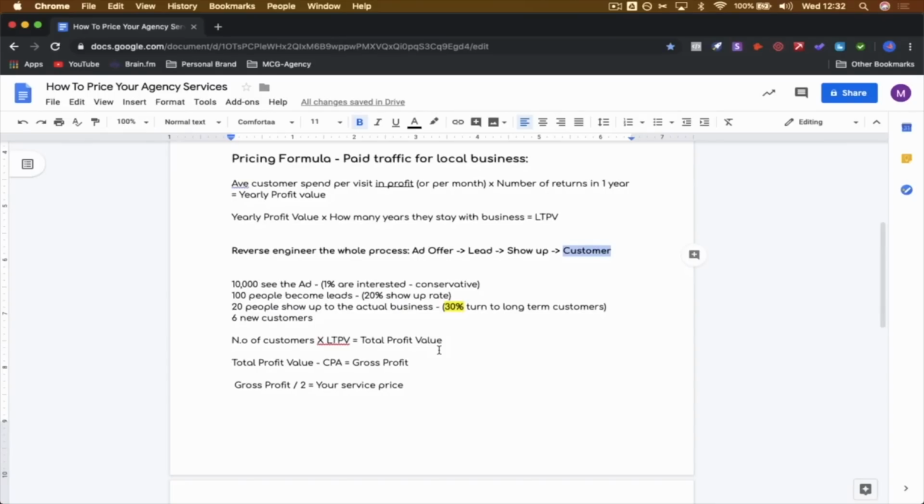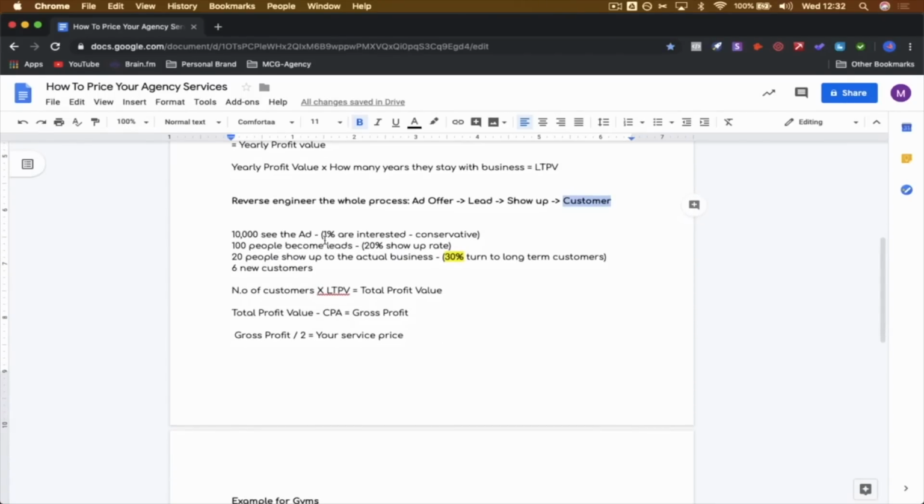Now, I like to use very conservative numbers when I'm reverse engineering this process. So it's the ad, offer, leads, show up, customers. Let's say out of 10,000 people that see this ad, 100 people become leads. So 100 people put in their details to redeem this offer. Out of those 100 people, 20% actually show up to the business, walk through the physical doors and redeem their 7-day free pass. So let's say 20 people show up, and out of those 20 people, 30% of them turn out to be long-term customers. That means you're going to generate around 6 customers.